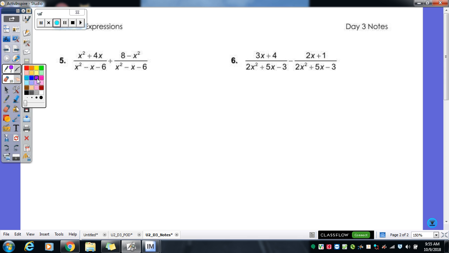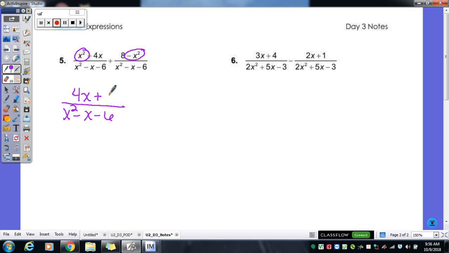So taking a look on the back, are the denominators the same in number 5? Yep, they're both trinomials, but they are the same. So I'm going to keep my x squared minus x minus 6 there. We're adding, so we're going to be adding our terms here. So x squared plus a negative x squared. What happens to those x squares? They cancel each other out. So then I'm left with 4x plus 8.